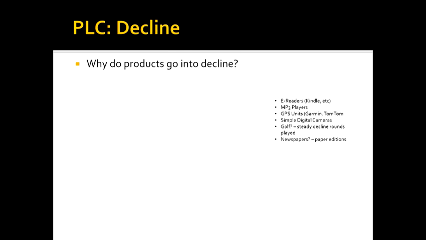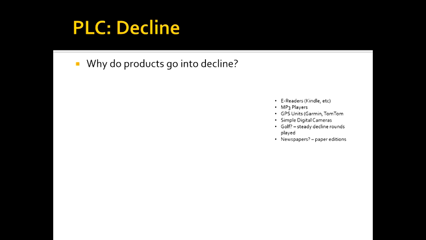So the first question is, why do products go into decline? Here are some other products that you can see are probably in decline. E-readers like the Kindle, MP3 players, right? Everybody's streaming. Bluetooth, GPS units, simple digital cameras. Everybody uses their phone. The game of golf, probably not in decline, but its numbers are going down right now, right? It's expensive, takes a lot of time. Access is difficult, especially if you live in an urban area. Newspapers. How many of you are going to have paper editions of the newspaper?